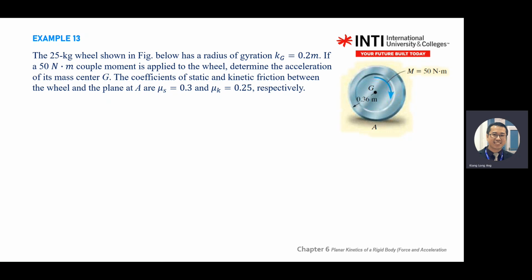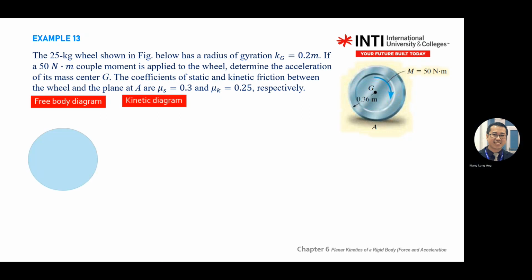The coefficient static and kinetic between the wheel, you have two. So you have a static coefficient and a kinetic coefficient. You have to be able to, don't use the wrong value when you calculate. Static means before moving. Once it has moved, then you have to use k already. Okay, so when you draw the free body diagram, G, weight, all these are standard.